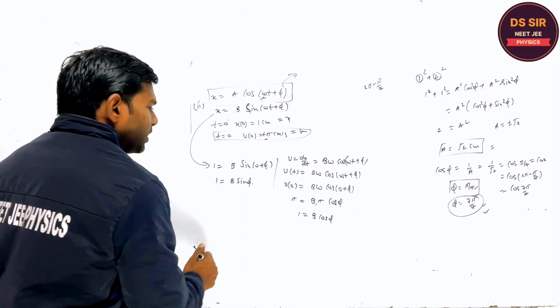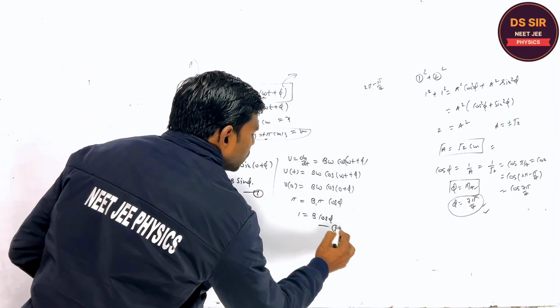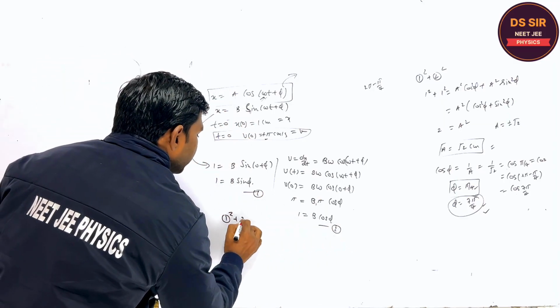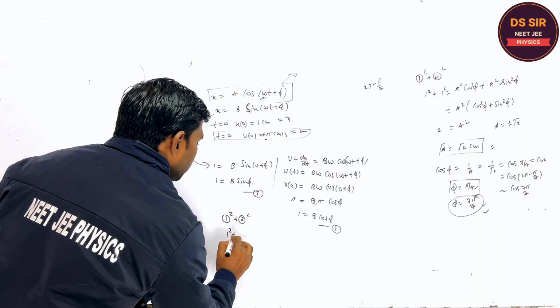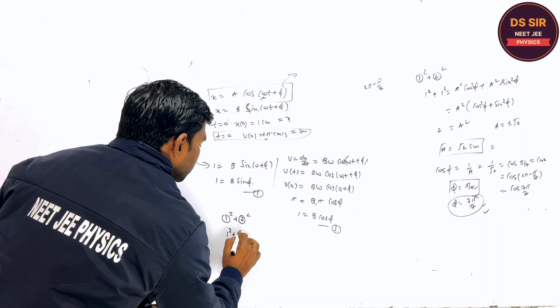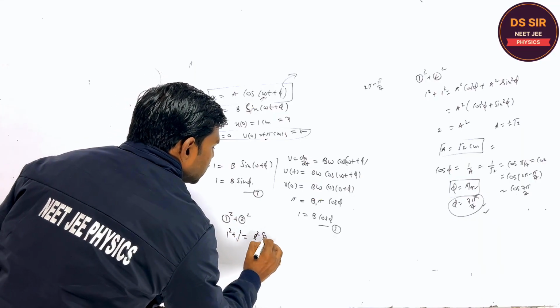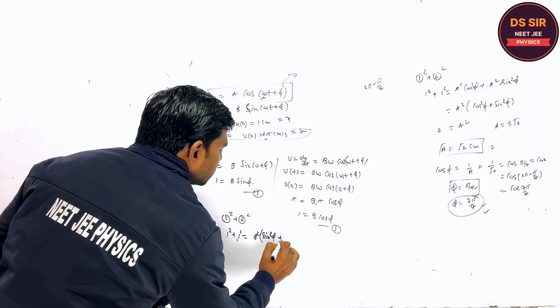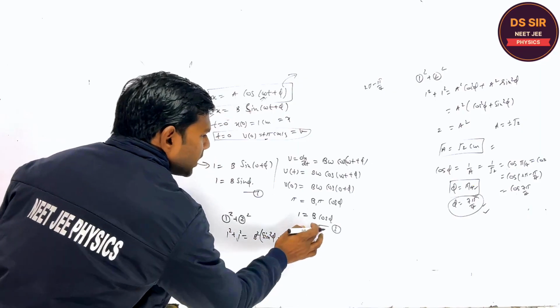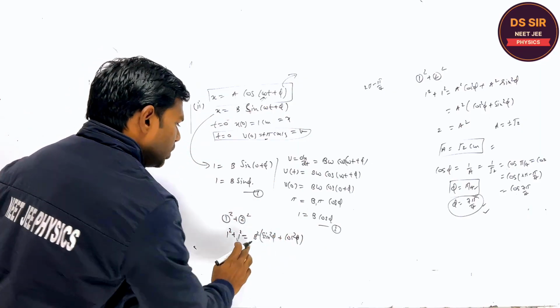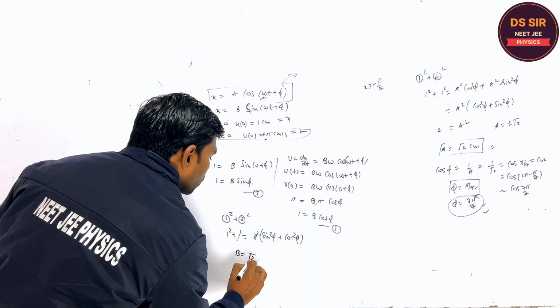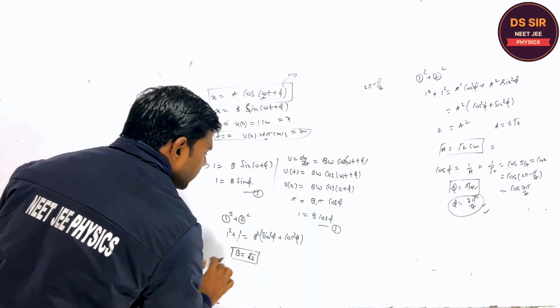When you take equations 1 and 2, square and add them, you will get 1 square plus 1 square is equal to b square times (sin square phi plus cos square phi). I think you are getting it when you square and add them. So what is the b value? Root 2. So amplitude is always positive.